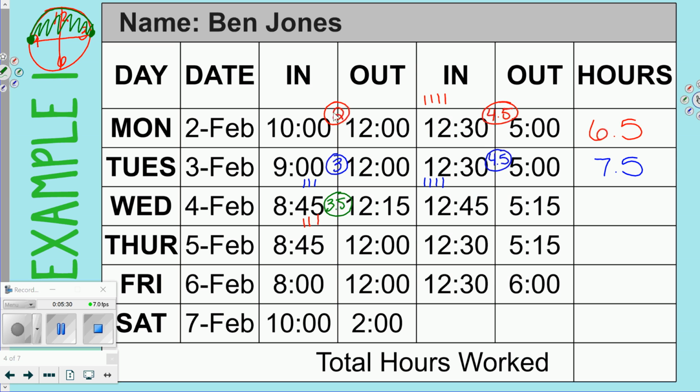All right, so 12:45 to 5:15. So 12:45, 1:45, 2:45, 3:45, 4:45, and I can't go another hour, right? So again, I'm going from the 45, same as before, all the way around. So again, it's another half an hour. So 4.5. So 3.5 and 4.5 is 8 hours.